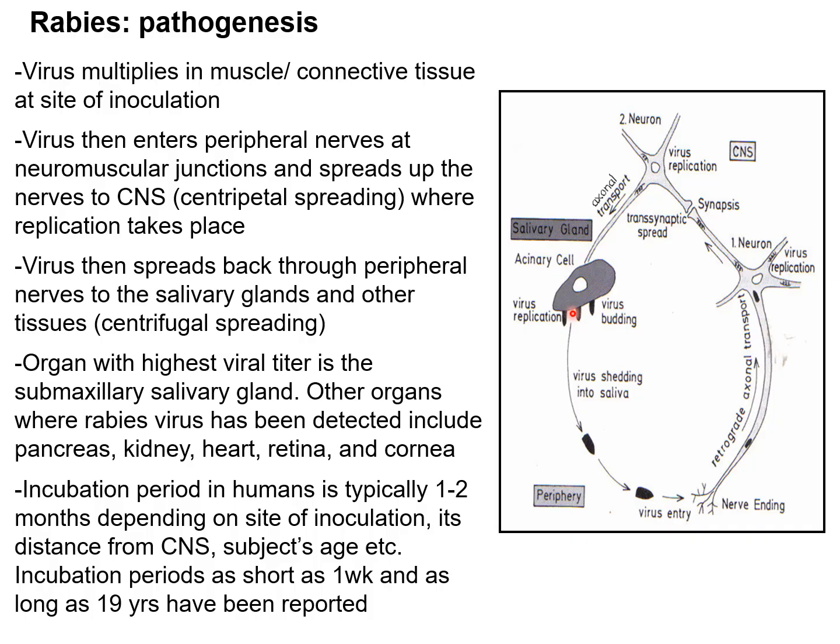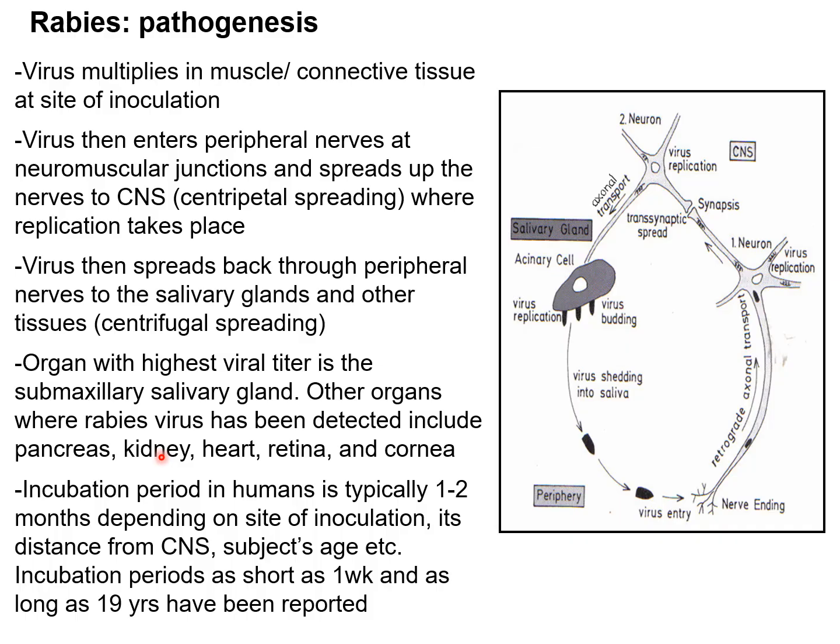There are other organs where it has been detected, like the pancreas, kidney, heart, retina, and cornea. We did mention that corneal transplants can result in transmission of the virus. Although it has been detected in the kidney, it has not been seen in urine. So we don't think urine, for example, is a possible vehicle for transmitting this virus.